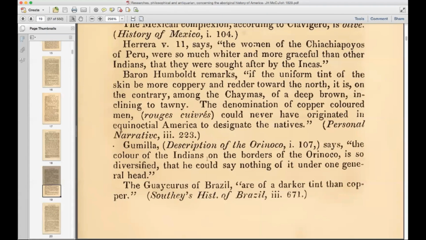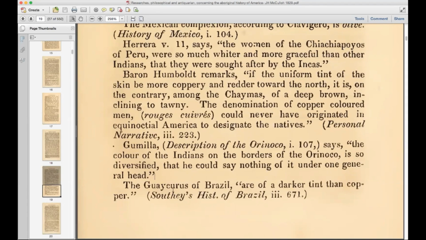It says, description of the Orinoco by Gumila, Volume 1, page 107: the color of the Indians on the borders of the Orinoco is so diversified that he could not say anything of it under one general head. But we know the Orinoco, especially that whole area, the Amazon, Suriname, French Guyana, has so many swarthy, as they will call it, or dark-skinned or so-called black tribes. But they also did have light tribes in those areas too. That's why they're saying they're so diversified there. We didn't just have one color over here.